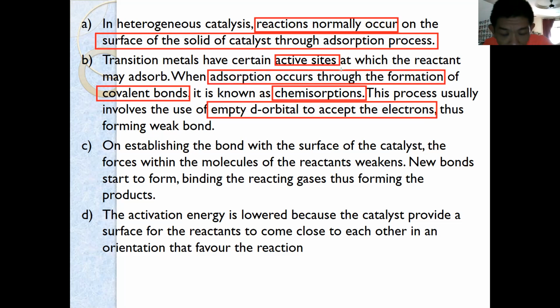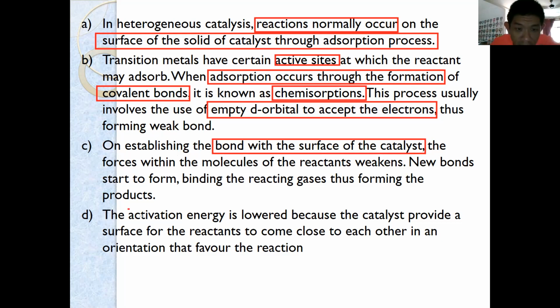This is possible because the empty d orbitals enable it to accept the electron pair, especially from the pi bond, to form a weak bond. When a weak bond is established between the surface of the catalyst and the reactants, it will weaken the bonds inside the molecule. So new bonds start to form, binding the reactant gas, thus forming the product.